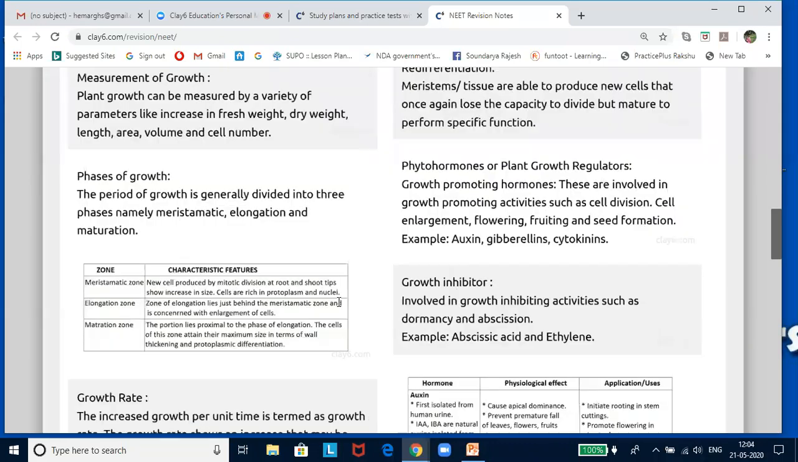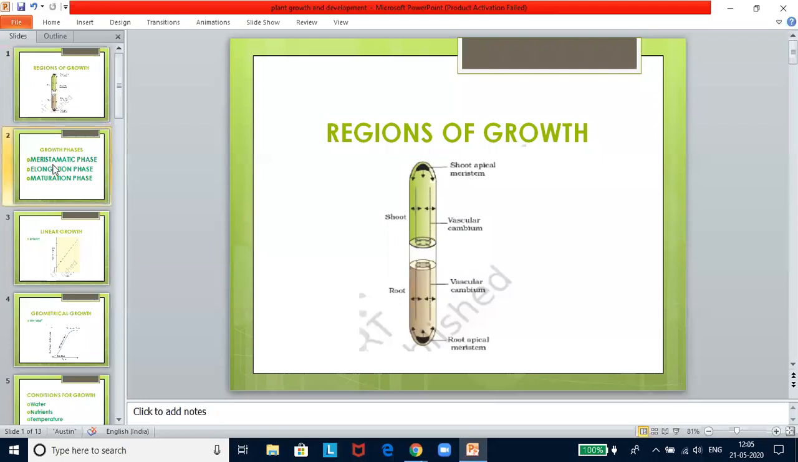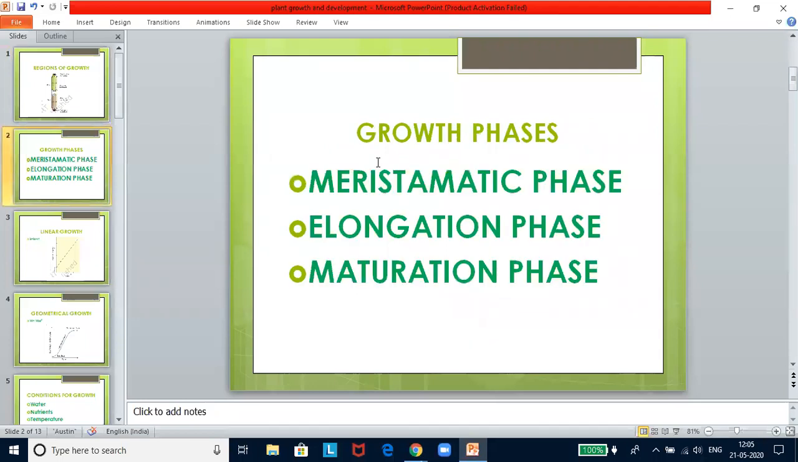Now let us look at the phases of growth. The three phases of growth are generally divided into three phases, namely meristematic, elongation, and maturation phase. Now let us have a brief idea about all these phases. In the meristematic phase or the lag phase, the cells keep on dividing at the root apex and the shoot apex, which represent the meristematic phase or phase of cell formation or cell division. The cells in this region are rich in protoplasm and have large conspicuous nuclei.